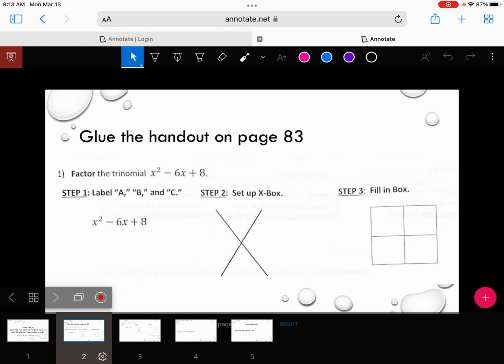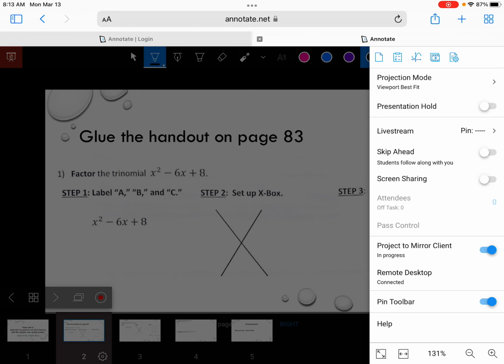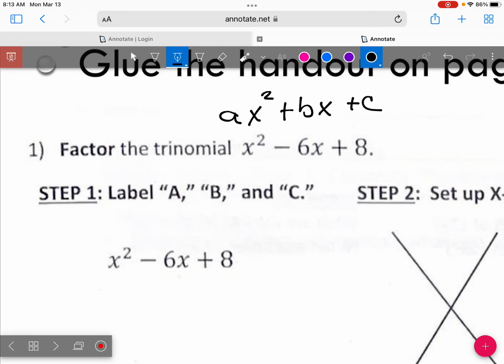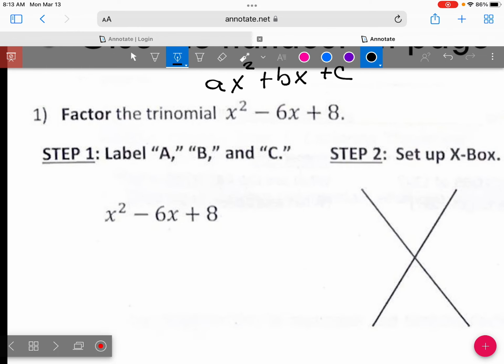Let's start with setting up finding A, B, and C first. Which piece is A, which piece is B, which piece is C? C is probably the easiest to spot, because we're looking at our standard form up here, our ax squared plus bx plus c. So first things first, I want to know what A, B, and C are.